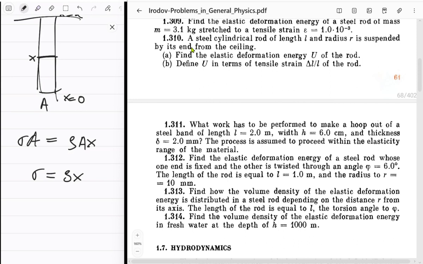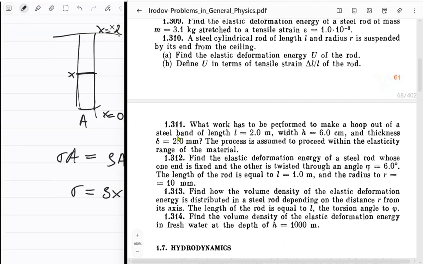Wait, one second. What did you want, by the way? Okay, which question was this thing? 310.